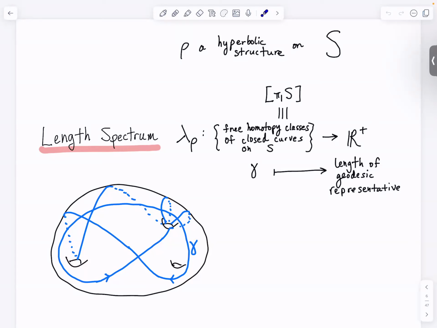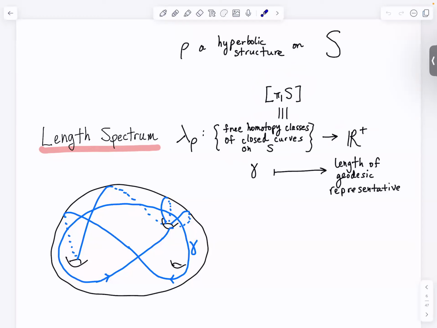Okay. So I do that for every one. In this talk, gamma is going to denote a free homotopy class of curves, or maybe also its geodesic representative. I'll be a little bit loose about that. But here I take a free homotopy class of curves gamma. I measure the length of the geodesic representative. That gives me a function from free homotopy classes of curves, which of course identify with the conjugacy classes in pi1 of S, to the positive real numbers. Okay, and that's called the length spectrum associated to a hyperbolic structure.